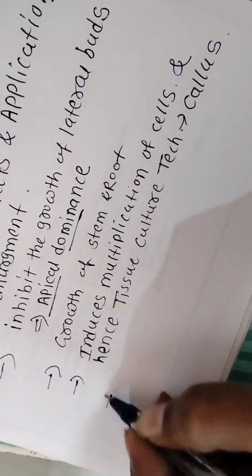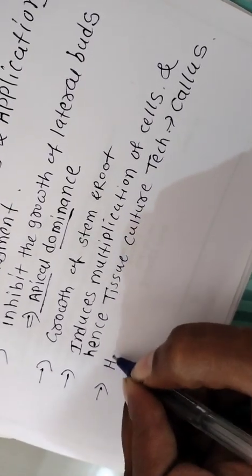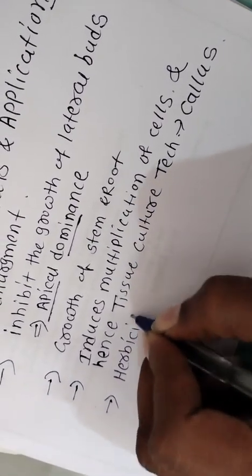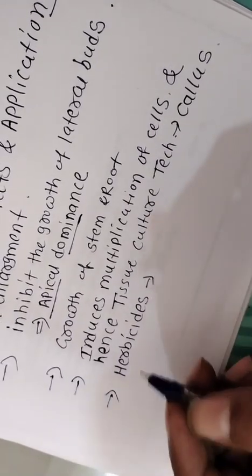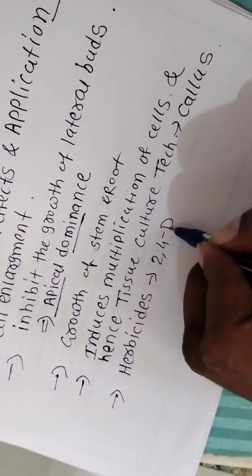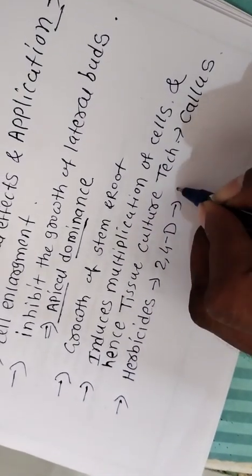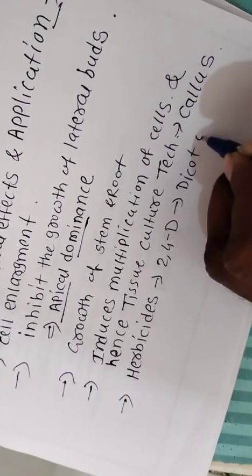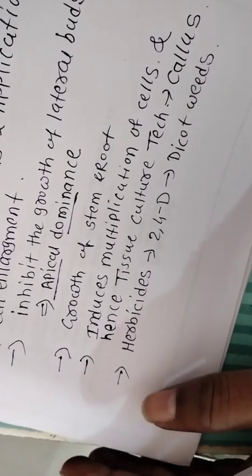Next application of the auxin hormone is that it is also used as a herbicide. A herbicide is a chemical used to kill weeds in agriculture, and it is made up of 2,4-D phenoxyacetic acid or dichlorophenoxy acid. It is used to kill dicot weeds in agriculture without affecting the monocot crop plant.